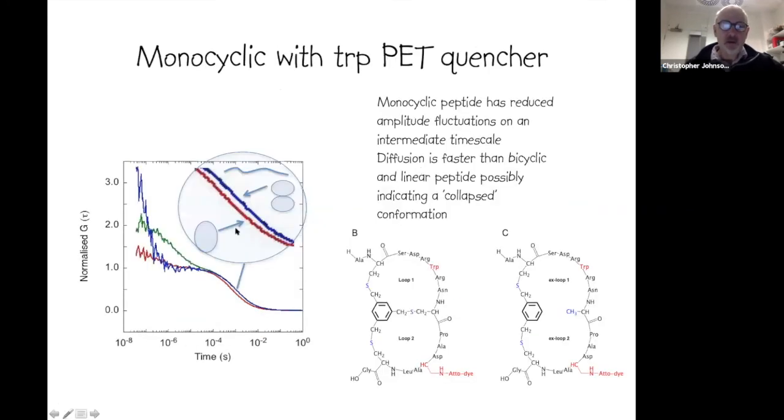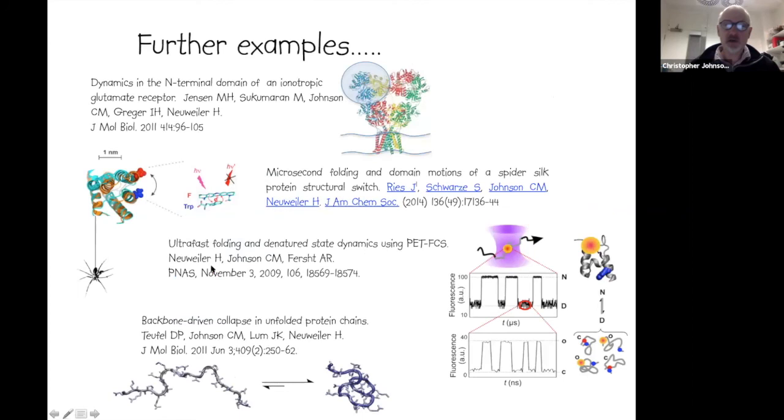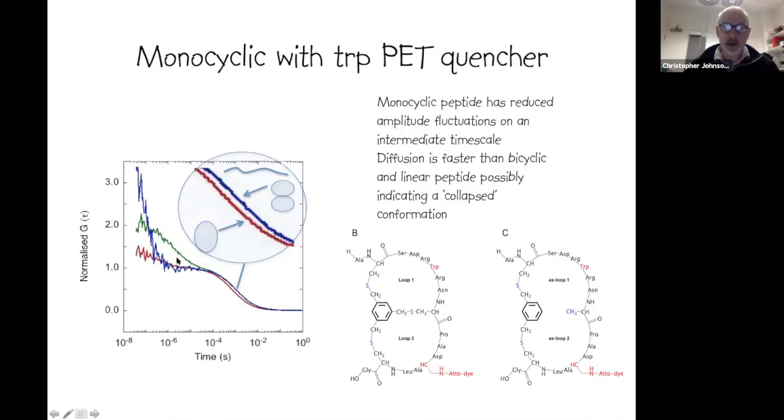We also had a look at the cyclic peptide, and this behaved somewhat more unusually in that the diffusional time of the cyclic peptide was longer than the bicyclic. So we're imagining that within this monocyclic peptide, there was some sort of level of collapse that allowed it to diffuse over a different time scale.